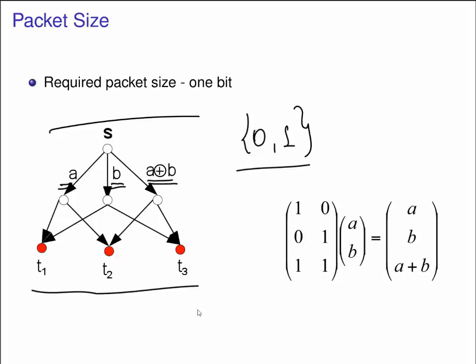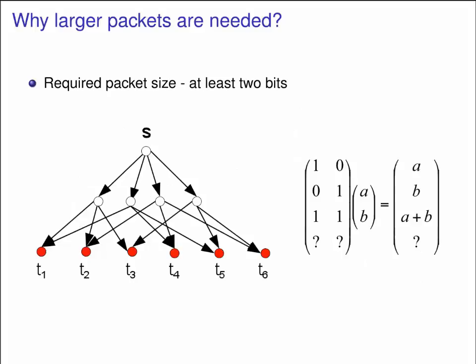Of course, in practice, packets will be much longer, but we can perform bitwise exclusive OR operation. So let us consider another example for which the field of size 2 will no longer be sufficient. So consider this network in which we have a source node S, and we have a set of intermediate nodes, and we have 6 terminals, such that for each subset of size 2 of intermediate nodes there will be a terminal which will be connected to this set, for example, here.